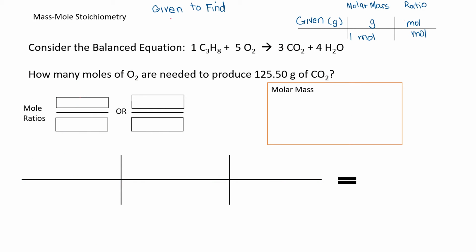So now I'm going to show you how to do mass to mole, which is very similar to the one we did just right now. The only thing is you're going to notice that the steps are just switched. Okay, so this one will go a little bit quicker.